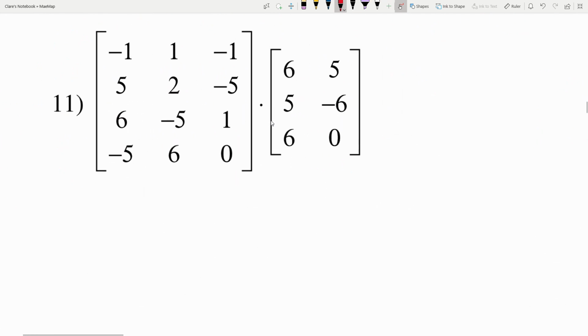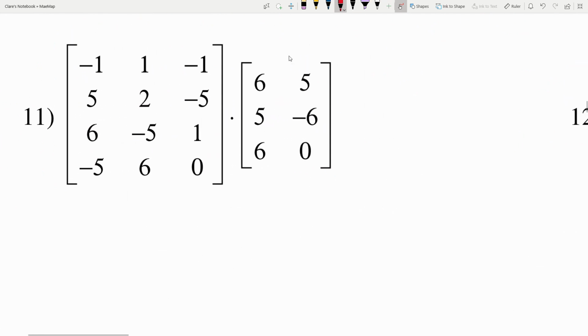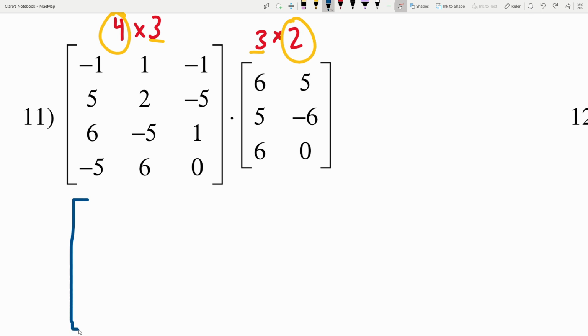In number 11, I have a lot bigger matrix for that first one, but let's see. It's a 4 by 3. So I have a 4 by 3, and I'm multiplying that by a 3 by 2. So a 4 by 3 multiplied by a 3 by 2, my 3's match. So the result is going to be a 4 by 2. So stick with me as we do out this math. 4 rows, 2 columns. I'll give myself a little bit of extra space in this one.